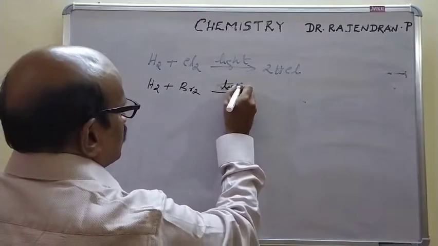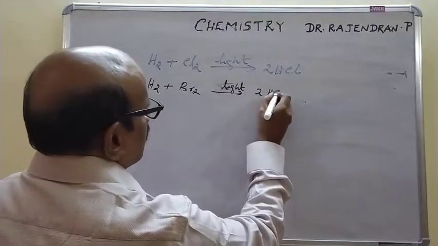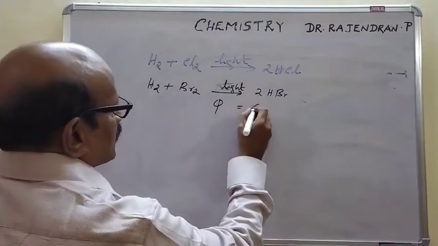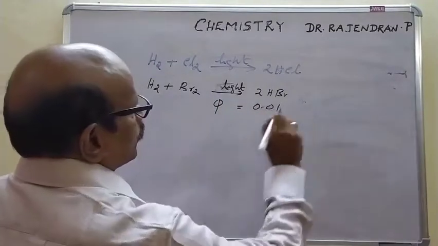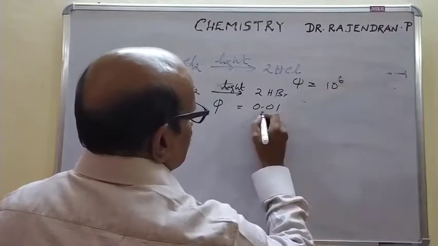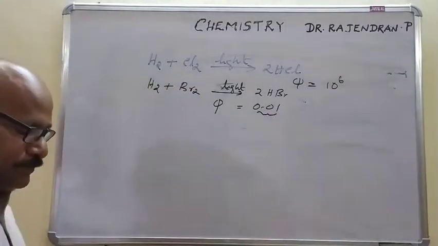Here you have to look, we get hydrogen bromide, but the quantum yield of the reaction is extremely small, 0.01.